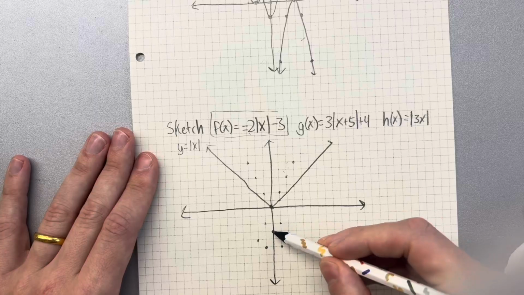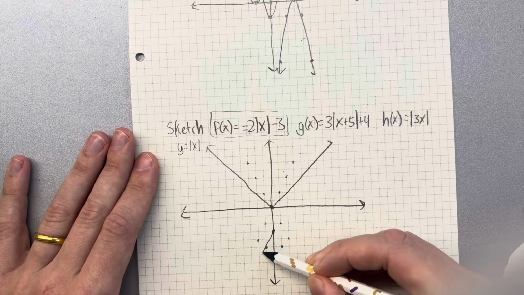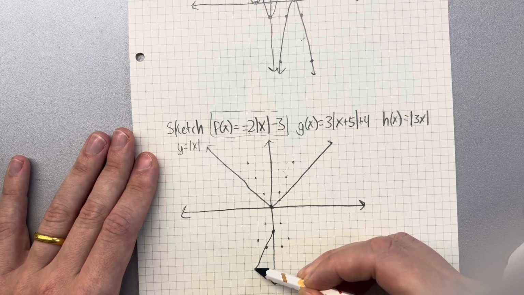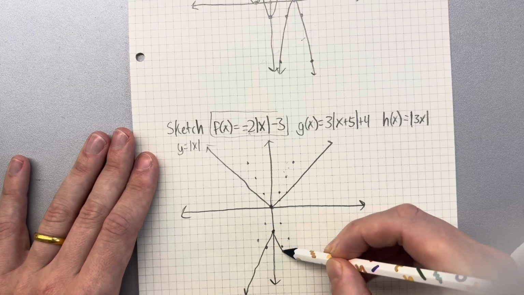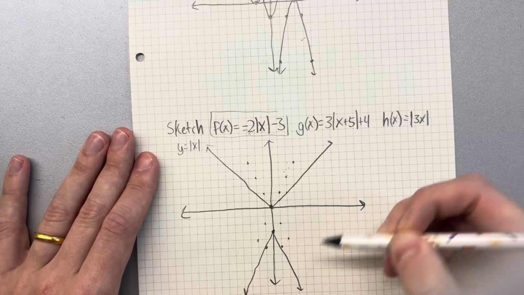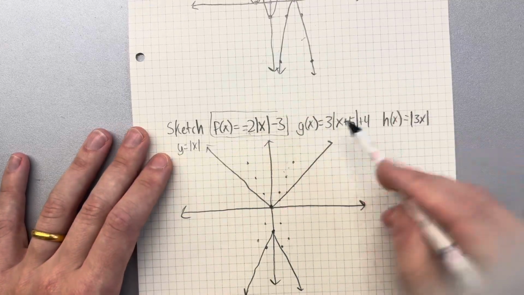And so what we have is the V shape like this. So if we start here and then kind of go at a slope of 2 and -2, that should do the trick. Good.